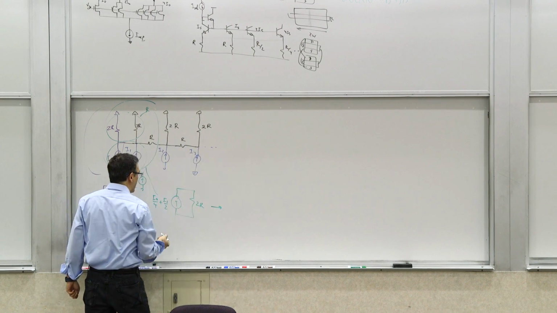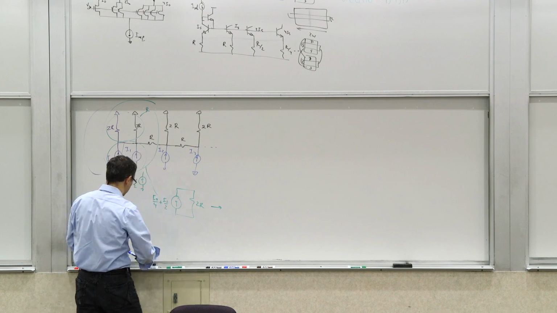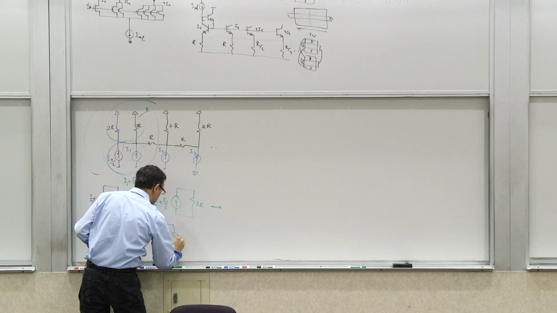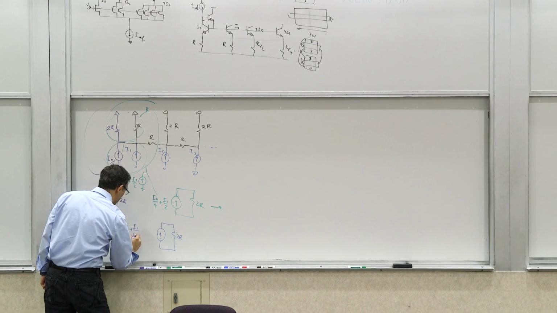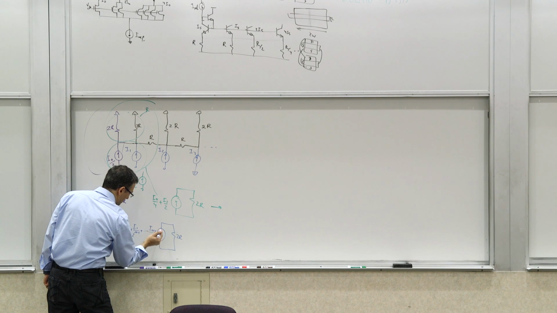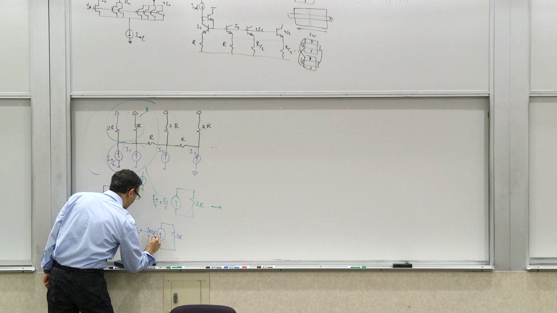By the end of this chain, the equivalent circuit for the entire chain would look like a single current source in parallel with resistor 2R, whose value is I0 over 2 to the power of n, plus I1 over 2 to the power of n minus 1, all the way to I(n-2) divided by 2, plus I(n-1).